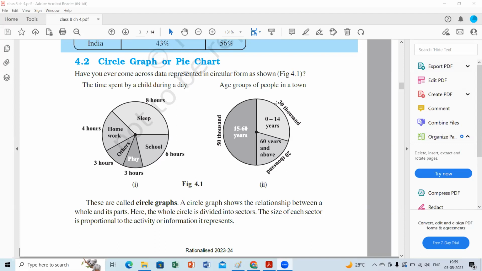Ma'am, what is the difference between sector and segment? A sector is the space bounded by one arc and two radii. A segment is the space bounded by one chord and one arc.